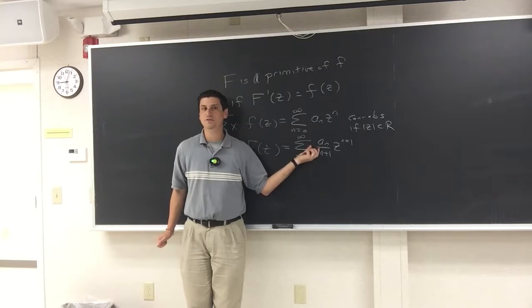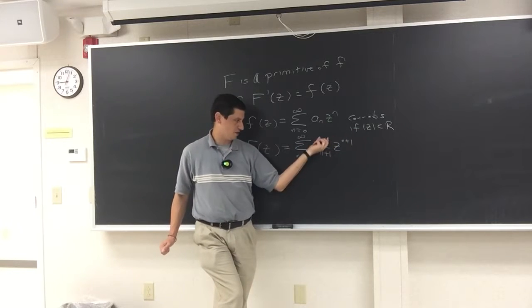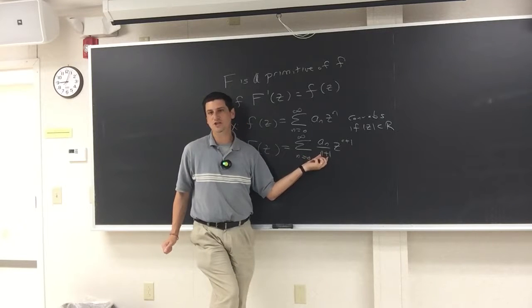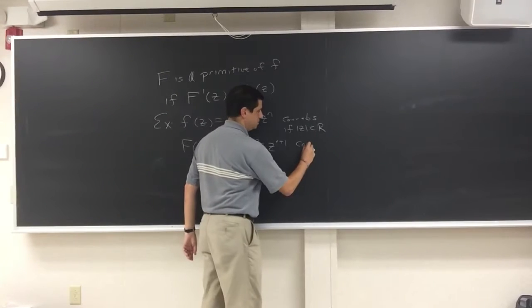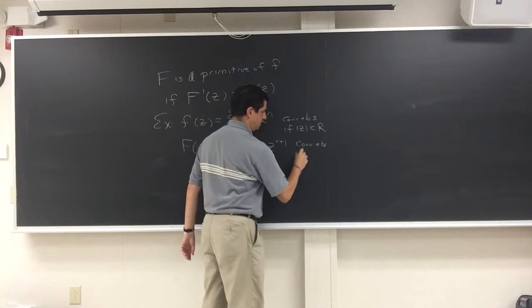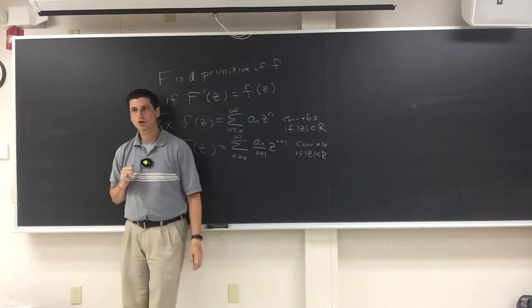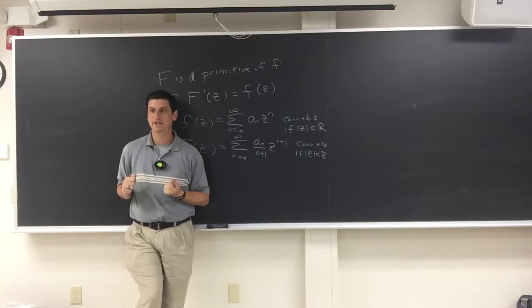Do we have to worry about the radius of convergence? Well, yeah, it's still going to converge if the absolute value of z is less than R, because I'm just making each term either smaller, or if n equals 0, I'm not changing it, and one term doesn't matter. So this will still converge absolutely if the absolute value of z is less than R. So what's nice is if we have a primitive, integration is actually very easy.